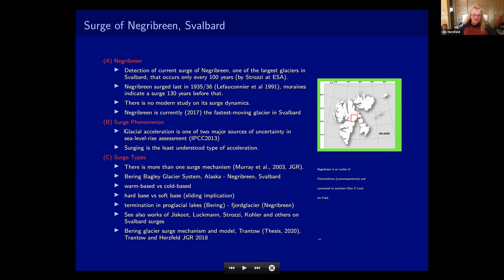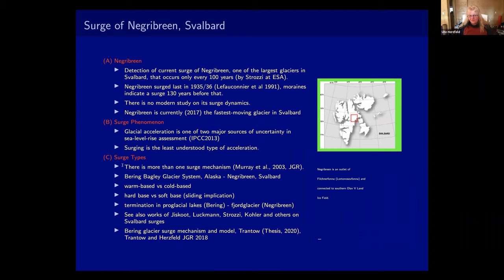The surge phenomenon, for those who are not big surge study fans: glacial acceleration is one of the two major sources of uncertainty in sea level rise assessment, as said in the fifth AR of the IPCC. And surging is the least understood type of acceleration, mostly because surges occur only moderately often. Now, if you look a bit closer at the surge types, there's a much cited paper by Tavi and others. There is actually more than one surge mechanism.